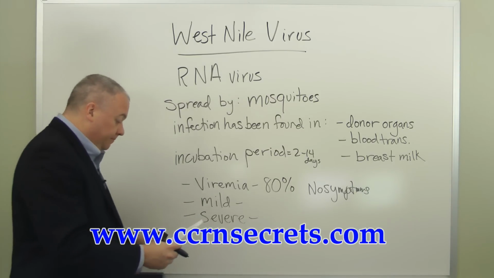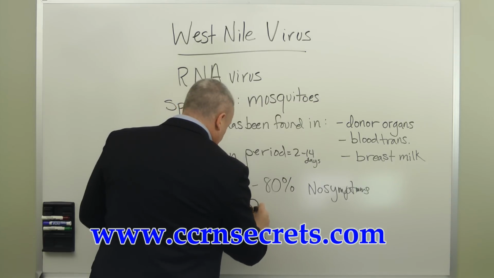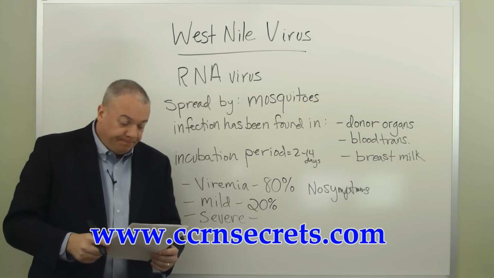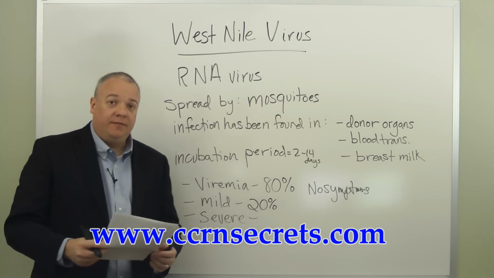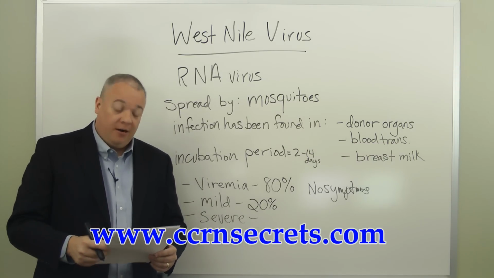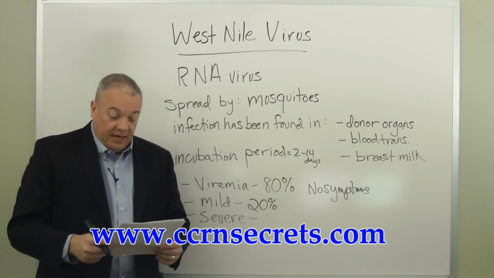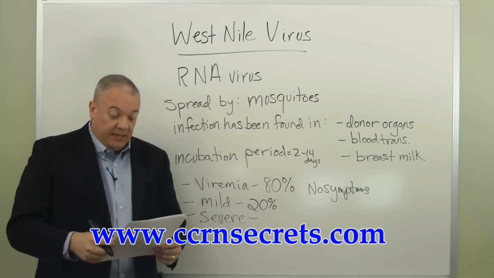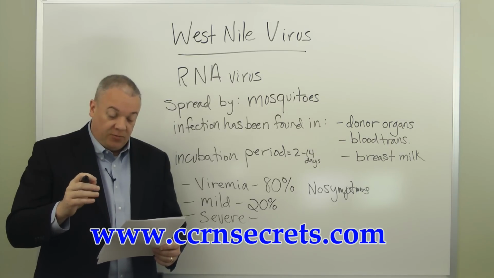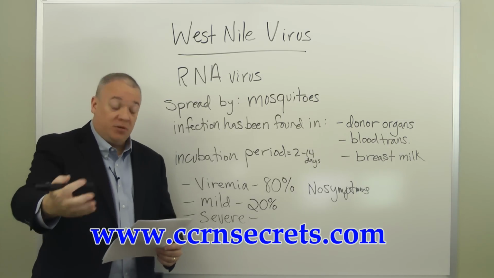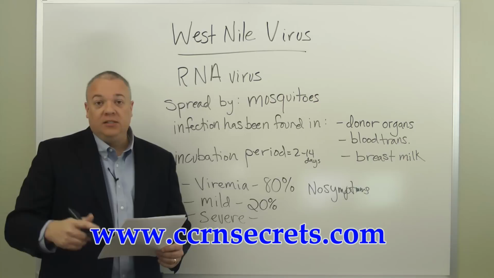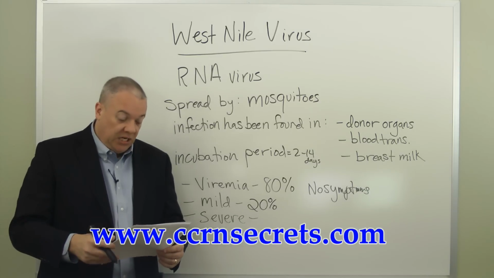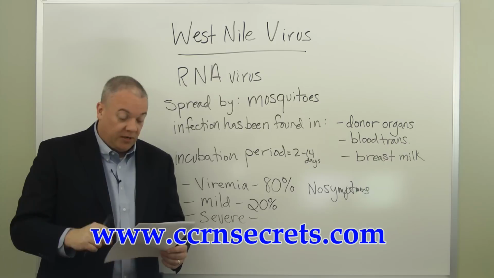A mild case occurs in about 20%, more or less. And in this case, they get West Nile fever. The symptoms are characterized by fever, malaise, lymphadenopathy, headache, rash, nausea, vomiting. The acute stage usually lasts within just a few days, but symptoms may persist beyond that for weeks. And these persistent symptoms that are often experienced include things like muscular weakness, fatigue, problems concentrating, fever, headache.